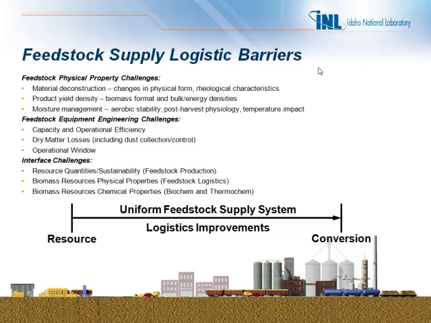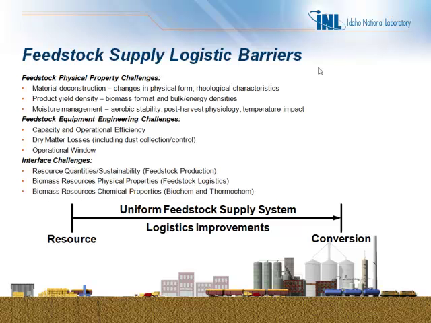Some of the supply system logistic challenges, there's several up here. We have challenges with physical properties. This includes material deconstruction, which changes the physical format and rheological characteristics of the biomass. Challenges with bulk densities and also with moisture management, which reduces degradation of material. We have issues with supply system equipment, with capacities, operational efficiencies, dry matter losses, and operational window.